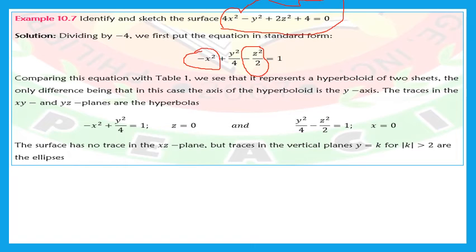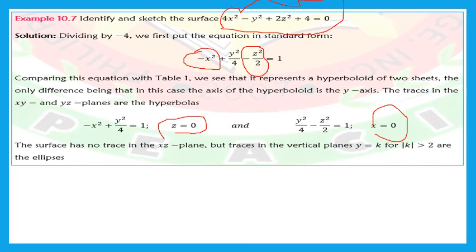Okay, so sa xy plane, we let z equals to 0. So we have negative x squared plus y squared equals to 1, diba? Okay, kung ilet natin si z as 0 here, we are left with negative x squared plus y squared equals to 1. And sa yz plane naman, we let x equals to 0. So we have y squared over 4 minus z squared over 2 equals to 1 at x equals to 0. So the surface has no trace in the xz plane. Okay, wala siyang trace sa xz plane.